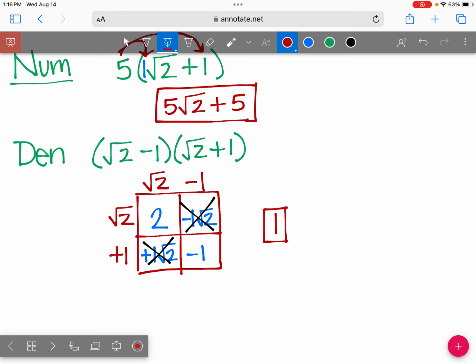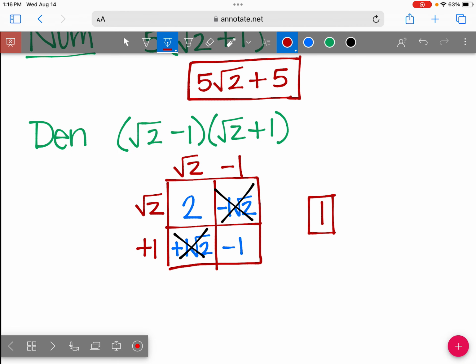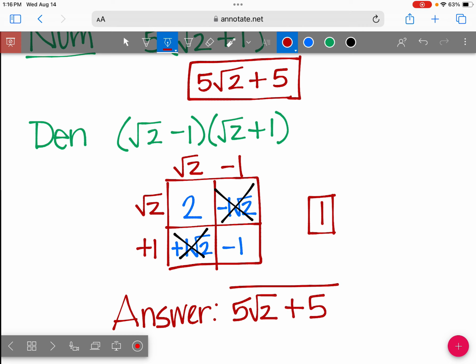So we're going to bring these together. Anytime your denominator is 1, we don't really need to include it. So my final answer that I will be looking for when you take your test is just 5 root 2 plus 5. You can put it over 1 if that makes you feel better. You can put the 1 at the bottom if you want to.